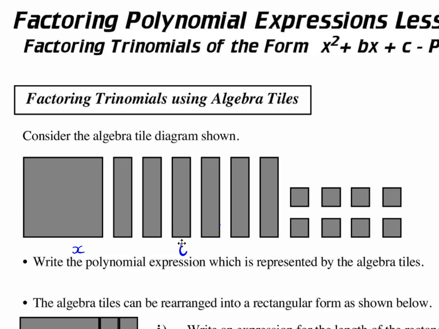Okay, x squared plus 6x plus 8. So this is the expression. We're starting off with x squared plus 6x plus 8, and we want to figure out what the factored form is.